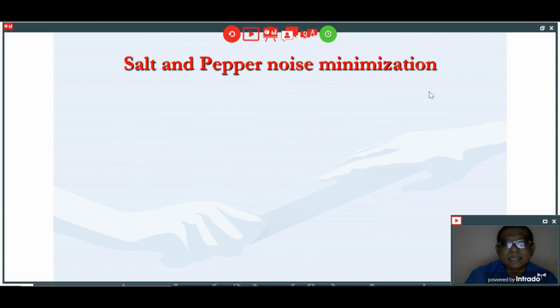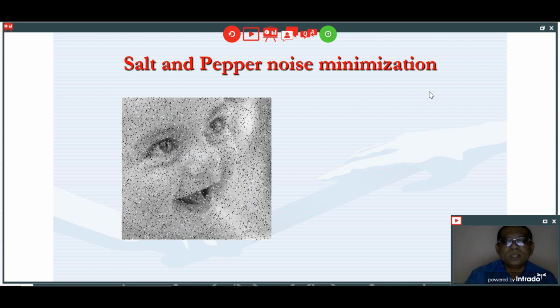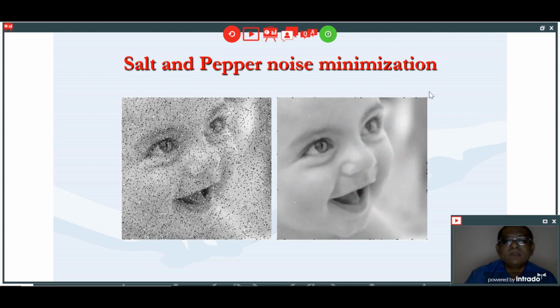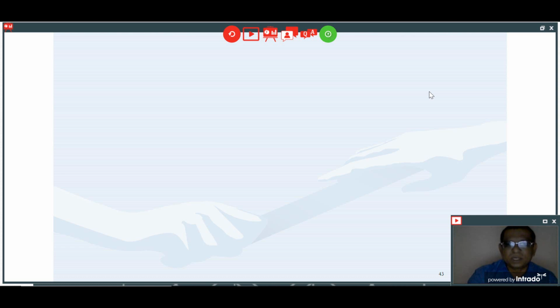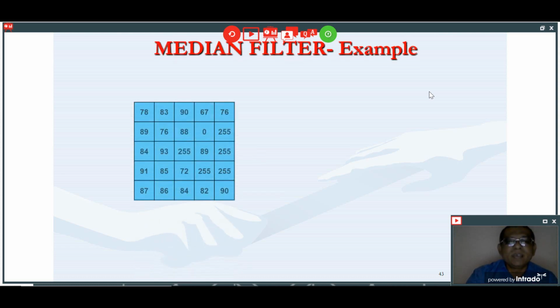So let us try to understand salt and pepper noise and how it can be minimized using a median filter. This shows an image of a cute baby which is being corrupted by salt and pepper noise. Here salt corresponds to white pixels and pepper corresponds to black dots. If I pass it through a median filter, then definitely the impact of the noise is minimized. How this median filter works, we will try to understand by a simple illustration. Here, this is the image that we have taken into consideration. You can see that 1, 2, 3, 4, 5. So 5 by 5.